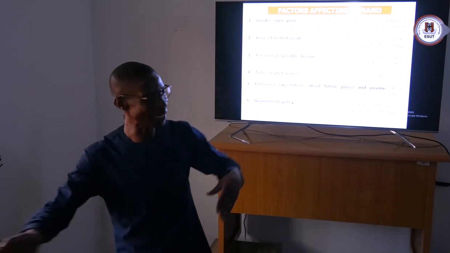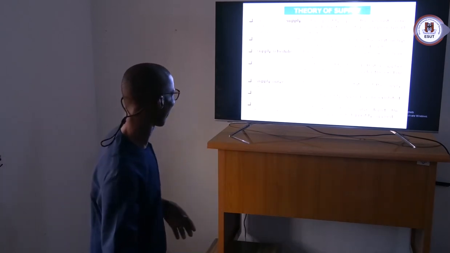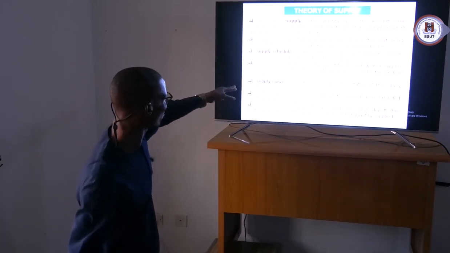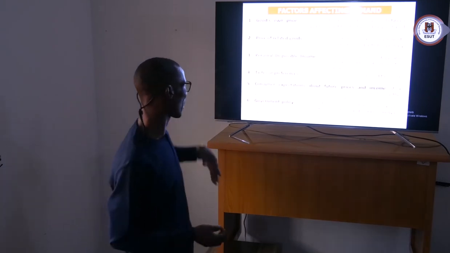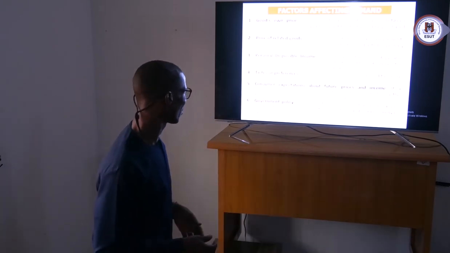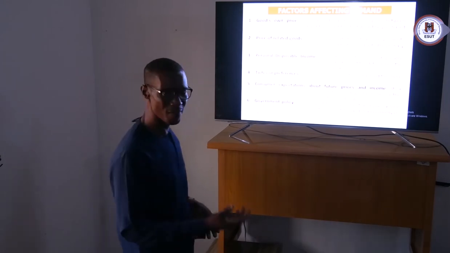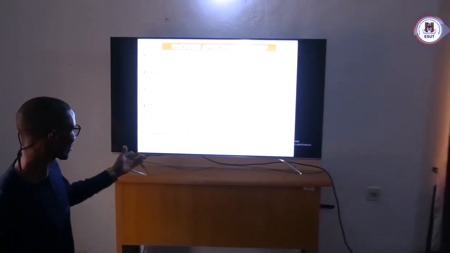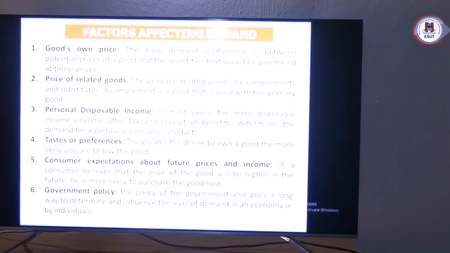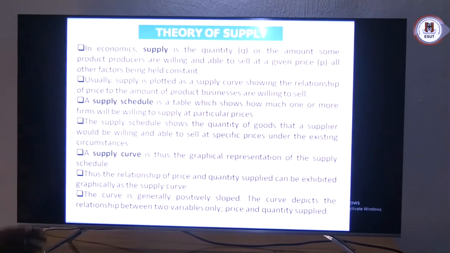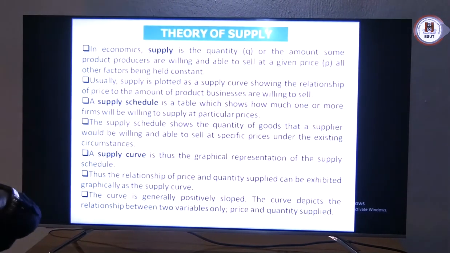So it is not only the price of such a good. We have other factors such as disposable income, taste or preference, consumer expectation, and government policy. These are different things that affect our demand for a commodity at different levels. Go on. Next, we look at the theory of supply.